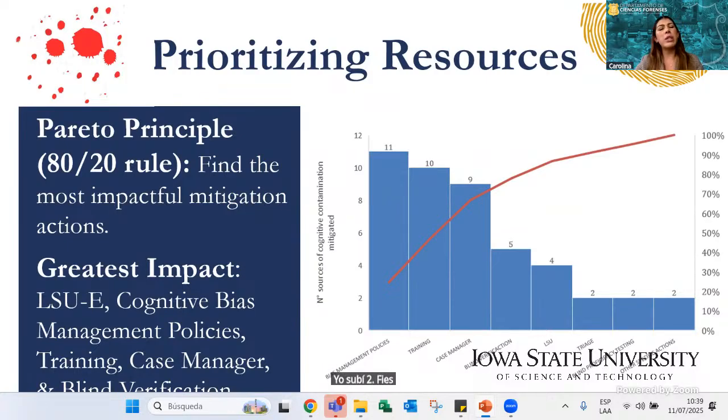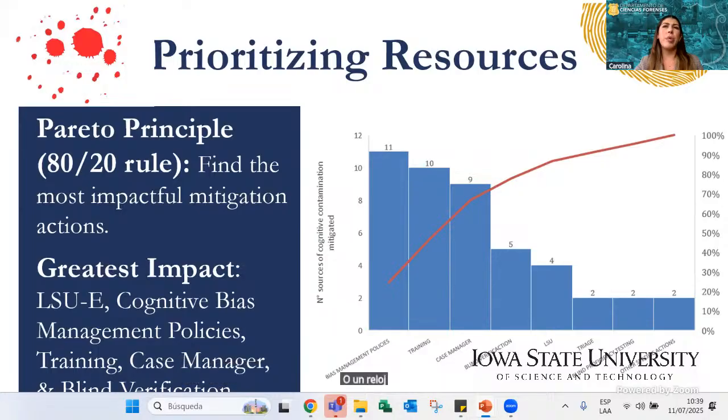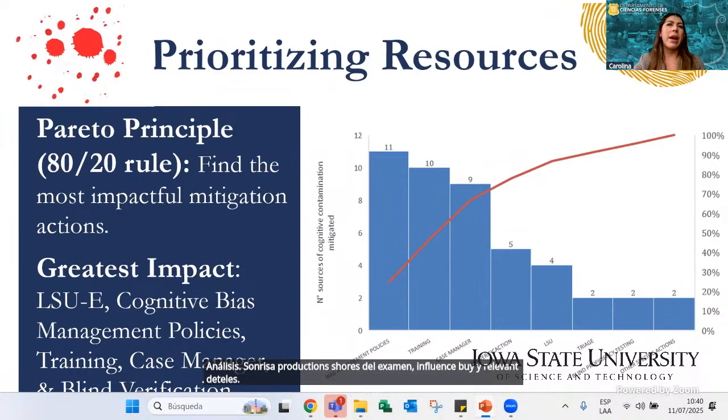Then we have the case manager role that we aimed at managing the information that examiners receive during case analysis. In our case, the case manager acts as a point of contact between judicial authorities and examiners, filtering and organizing the information to ensure that only relevant details are provided to the examiner for their analysis. So this approach ensures that examiners are not influenced by irrelevant details, which could introduce unwanted biases.